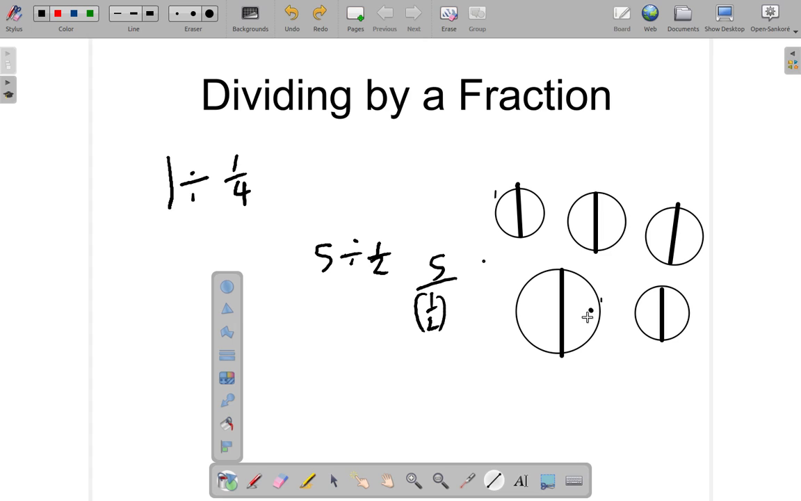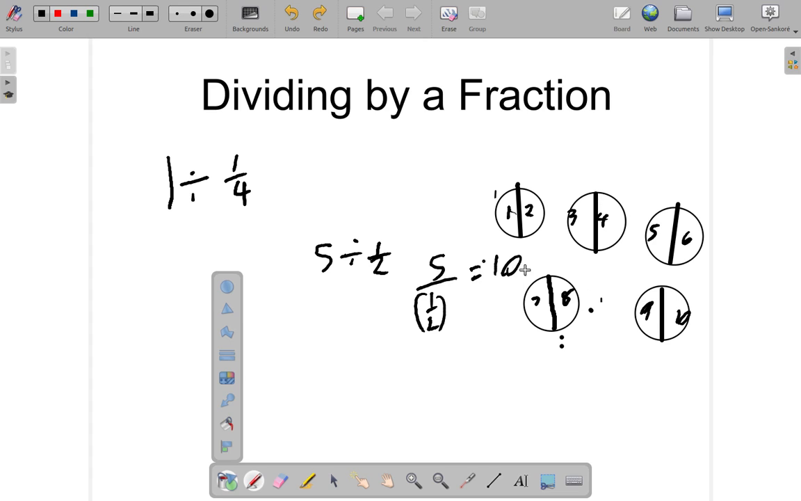This one is a little big. Let me reduce the size of this one to make it look like the others. Let me get rid of it and do it again. Good. All right, so I have 5 wholes, and I want to see how many halves I get out of them. What I have here is 1, 2, 3, 4, 5, 6, 7, 8, 9, 10, 10 halves. So 5 divided by 1/2 is 10.